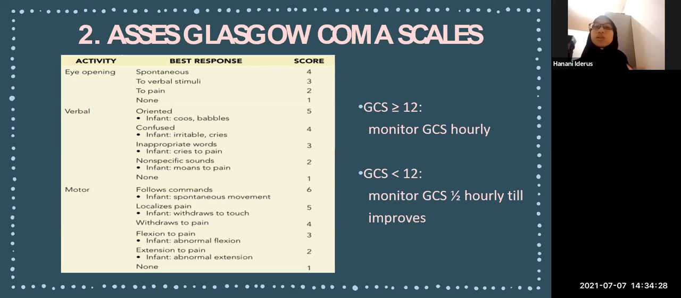After determining the Glasgow Coma Scale, we total up the score. If the total score is more than 12, we need to monitor the Glasgow Coma Scale hourly. However, if it's less than 12, we need to monitor it more frequently, which is every half an hour until it improves. So next, the next step.